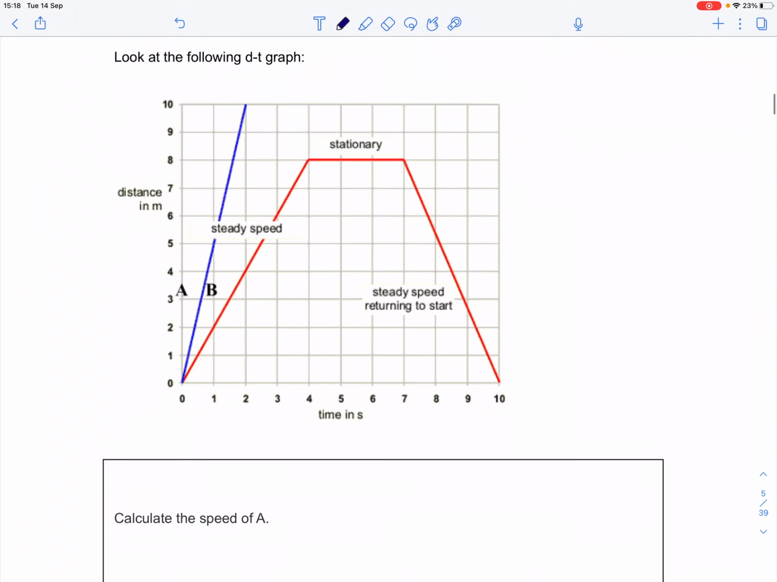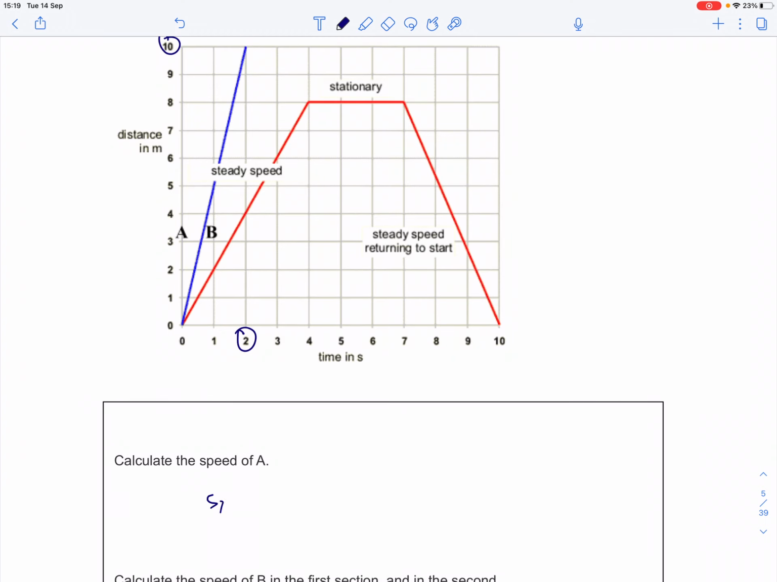All right, so let's have a look at this one. Nice, easy question. Calculate the speed of A. So A is this blue line here. So it goes from this point here, which is at the origin, to this point here. And this point here has coordinates 10 and 2. So looking at that, we can say that the speed is equal to the change in distance, which is 10, divided by the change in time, which is 2. So that's the same as our example before. I think we had 10 over 5 before. This one's 10 over 2.